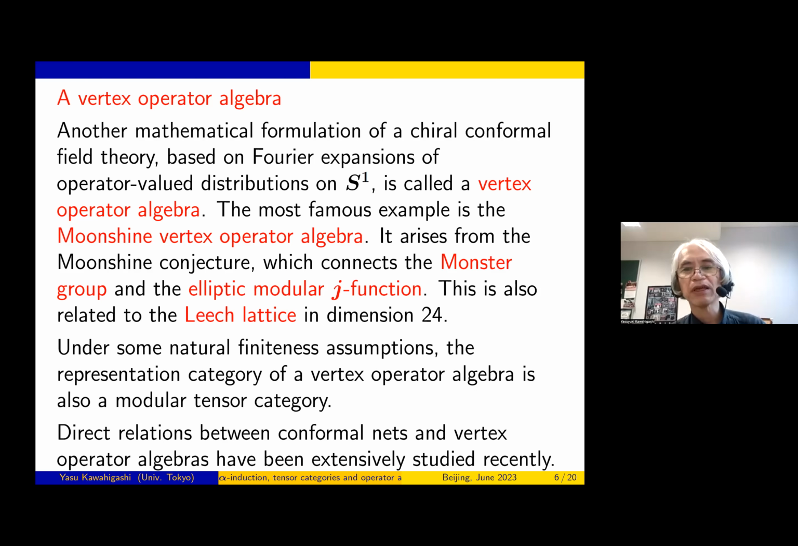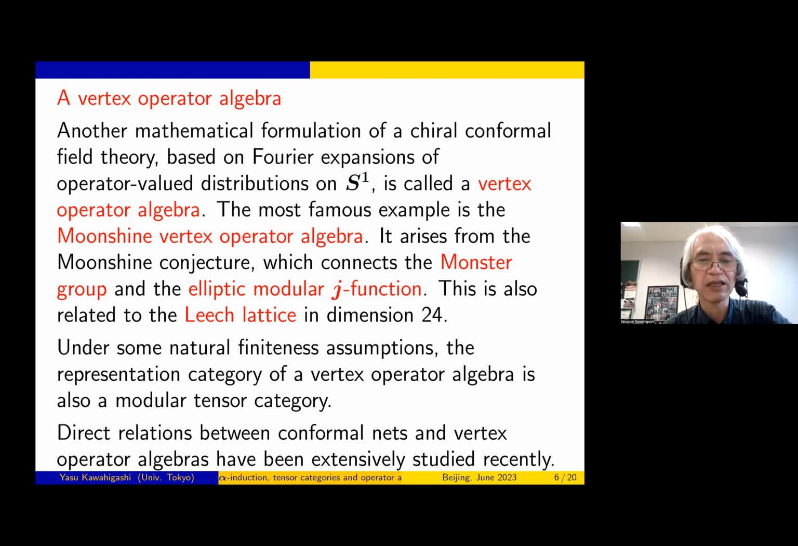The most famous example is, of course, the moonshine module, the moonshine vertex operator algebra, which arises from the moonshine conjecture, which connects to the monster group and the elliptic modular J function. This is also related to the Leech lattice in dimension 24, realizing the densest sphere packing. Under some natural finiteness assumptions, the representation category of a vertex operator algebra is also a modular tensor category.